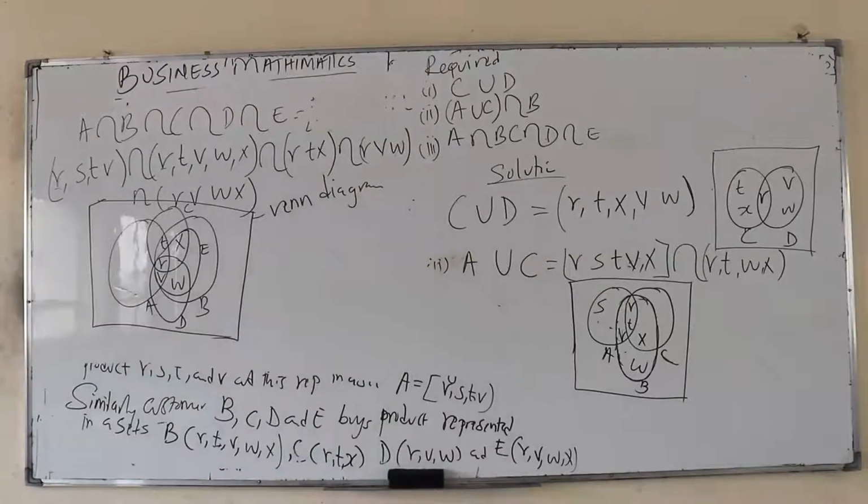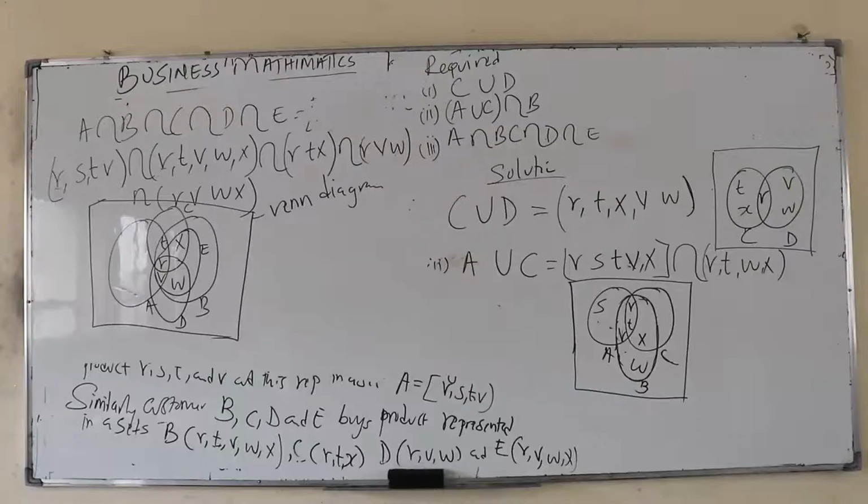Then if you come to subset C, you check, R is shared, T is shared. So subset C will also share these two, R and T, and then we have X. X is shared between B and C. Then you come to subset D, whereby R is shared, then V. R and V are shared.